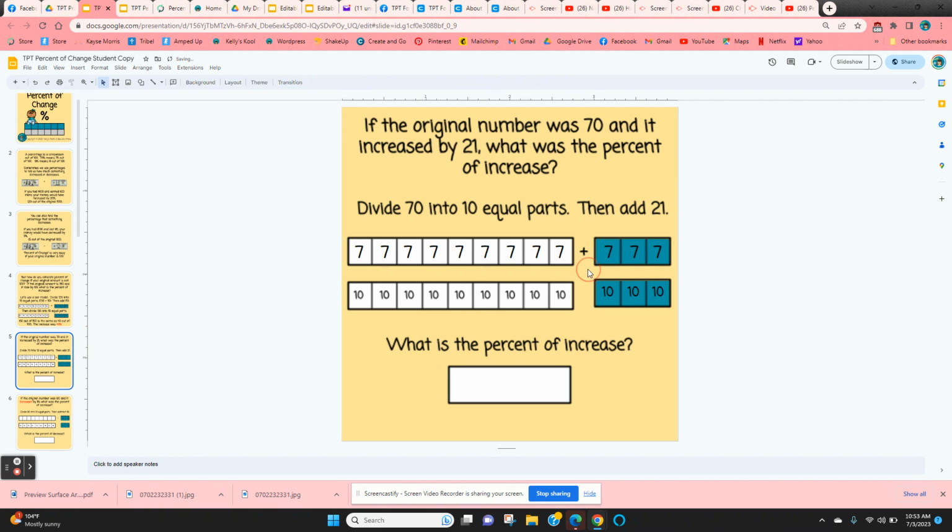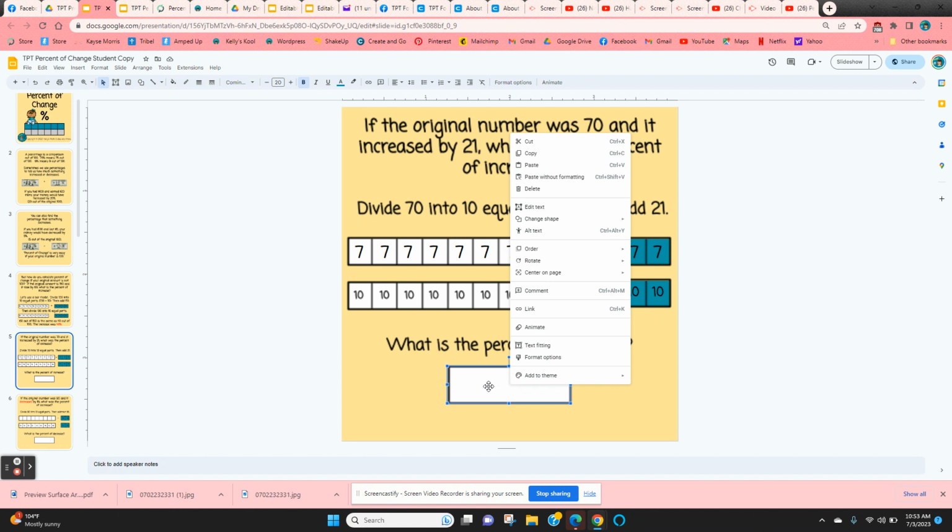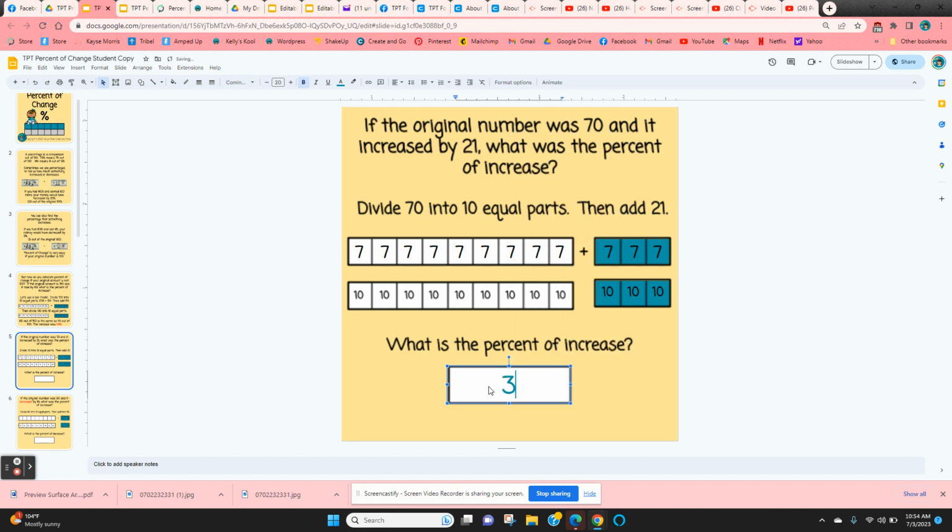Now, if we compare that to a bar model of the percentages, this is out of 100, 10 equal parts, that means each part would be 10. Now, if we want to match these, the 21, so 21 out of 70 is going to be the same as 30 out of 100, which would be 30%. The percent of increase, 30%.